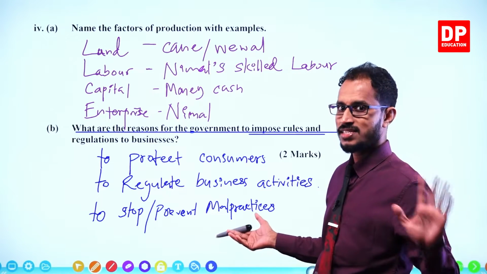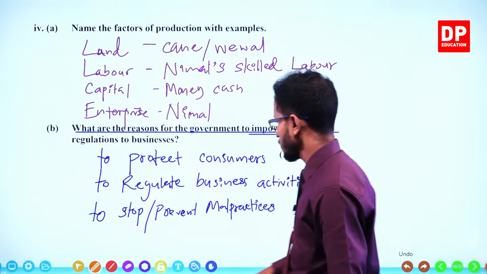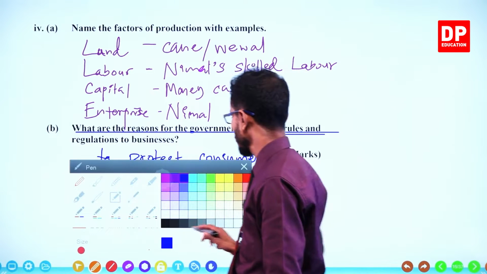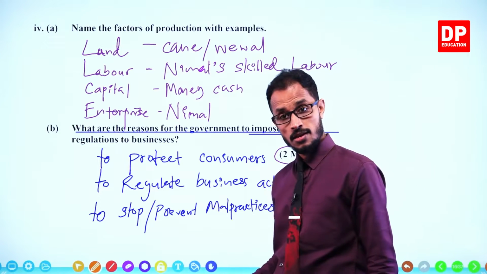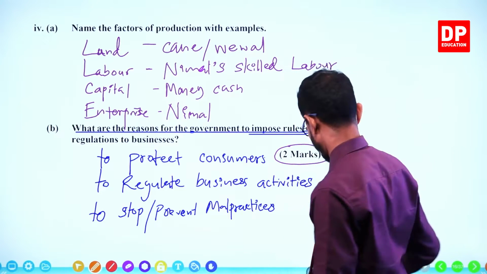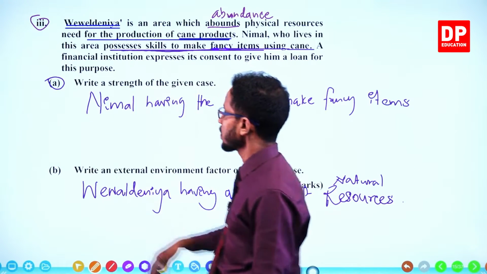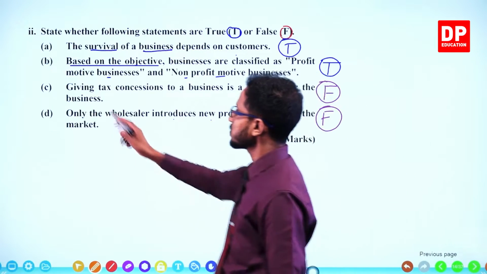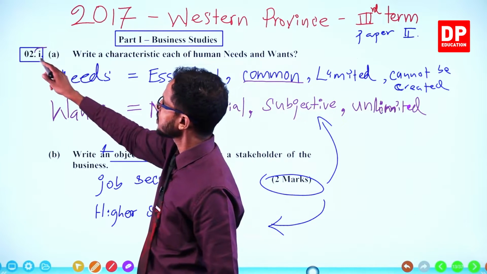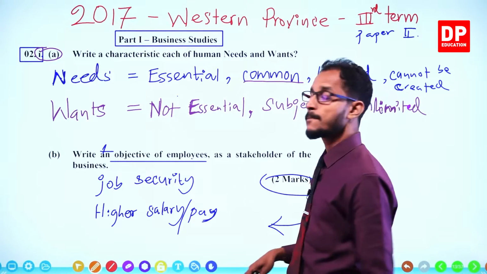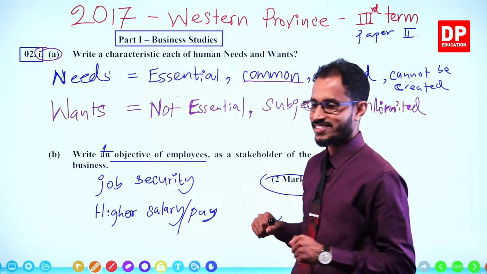You can write any two, that's enough. 2 marks, children, 2 marks. Don't take 5 minutes for that. These are easy questions, right? That's it. Second question done. Oh yeah, it's done. See? Third part. Second part. First part. That's it.